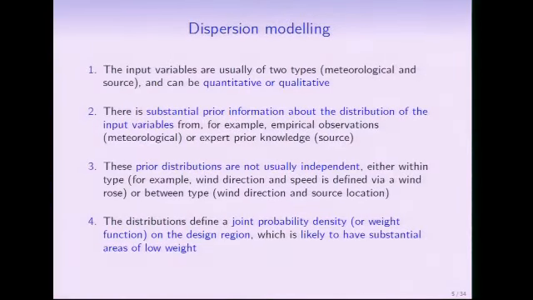So there are some particular characteristics of dispersion modeling that made us think about some of the things we wanted to do. Our input variables to the model are usually of two types: meteorological variables, wind speed, wind direction, etc., and source variables, so the mass, the type of agent. And they can be either quantitative or qualitative. So we have both types of variables going into our computer model. Now the interesting thing is there's a substantial amount of prior information about these input variables, about how they vary.